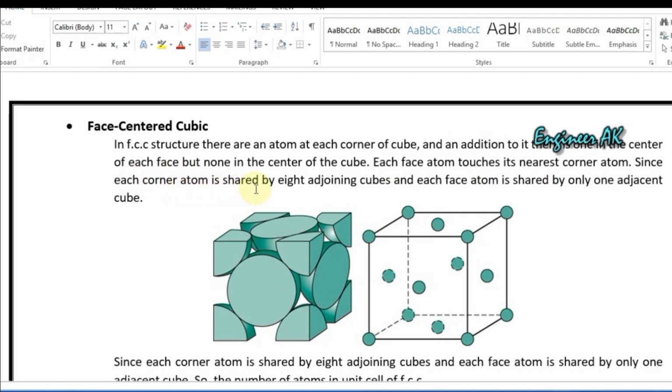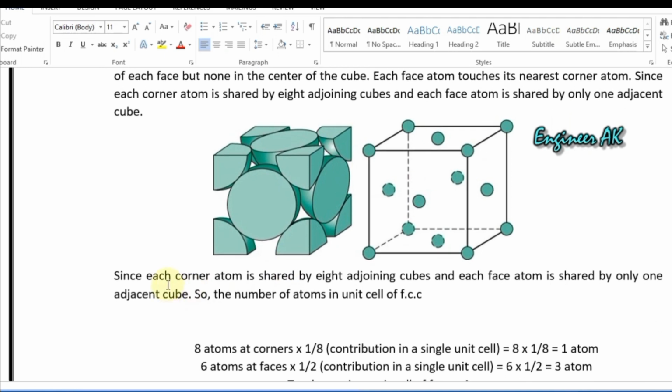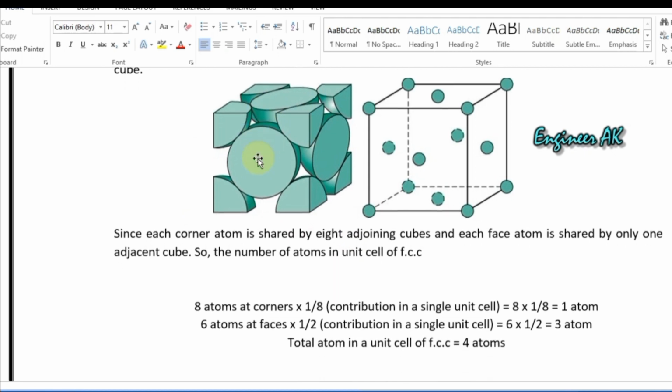Each corner atom is shared by 8 cubes, and each face atom is shared by only 1 adjacent cube. But this atom at the face is half shared by 1 cube, and 2 cubes share the face atom. If you see this, it is half of an atom, and the other half is shared by another cube. Now let's see how many atoms an FCC structure has.